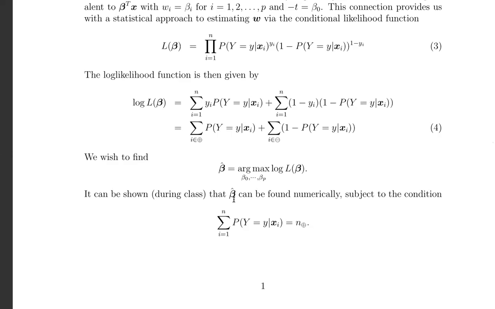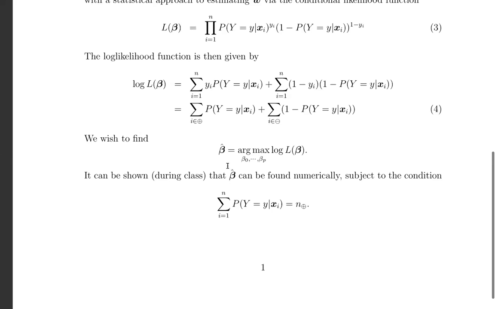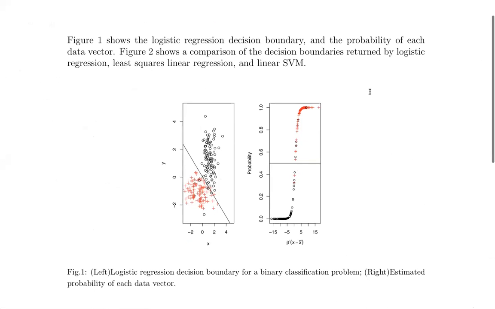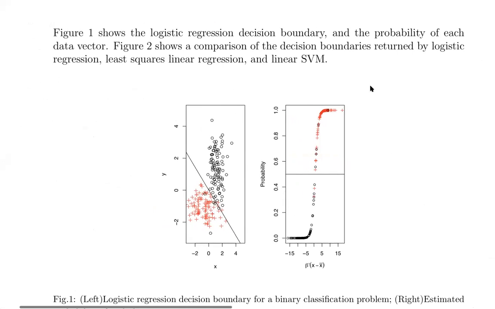So it can be shown that beta hat can be found numerically subject to the condition. Your beta hat actually needs a numerical method, which happens when you run R or some programs. They do some numerical procedure with some constraints, with this constraint. So then let's look at the result here.